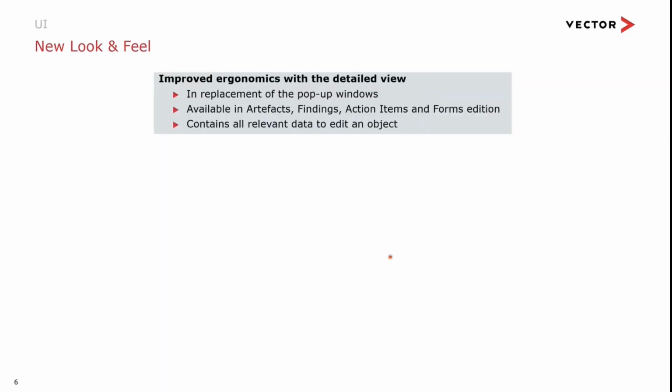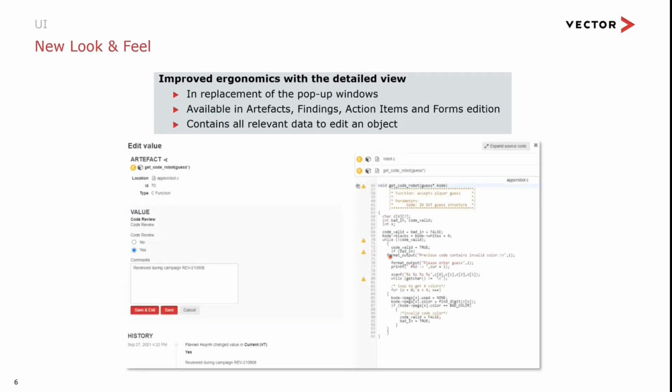Still for the UI, we have introduced a new view called the detailed view. So this one has been added to replace some of the annoying pop-ups we had in Squore, and it is going to be visible when you handle the artifacts, the findings, action items, and forms. So as you can see, we have tried to use this view as much as possible and this is what it looks like.